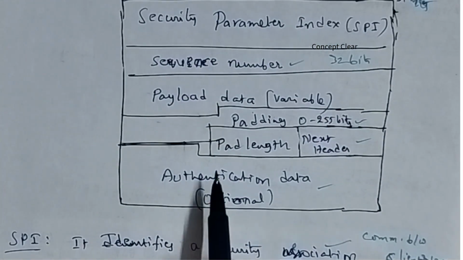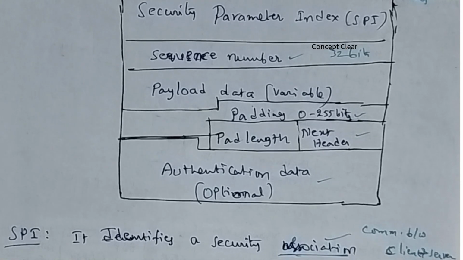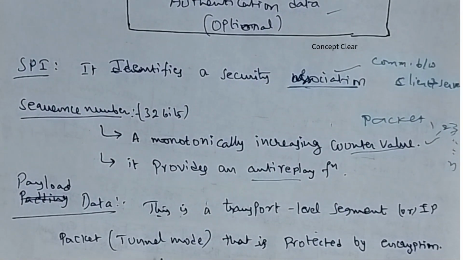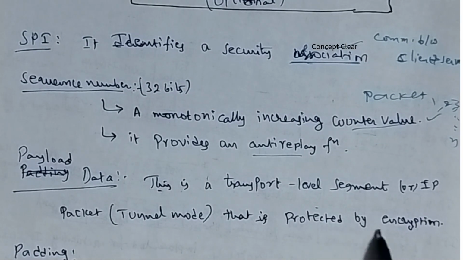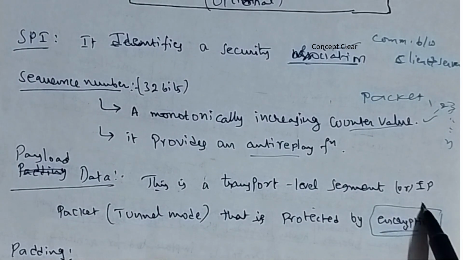The next one is payload data. Payload data is a transport-level segment or internet protocol packet that is protected by encryption. Here the payload data will be protected with encryption.